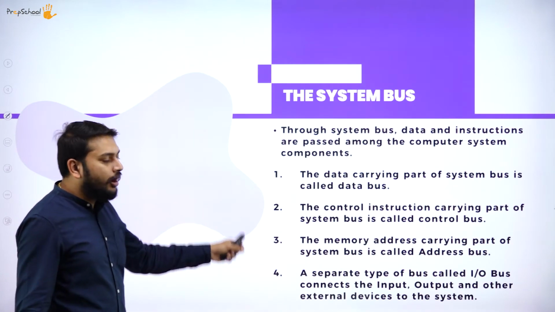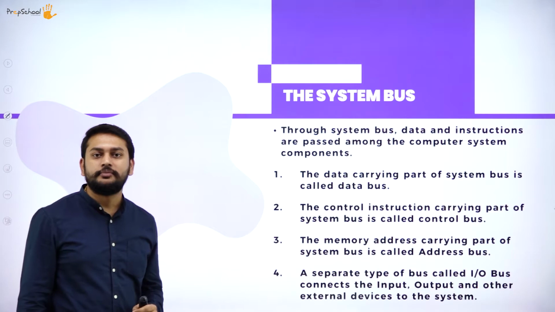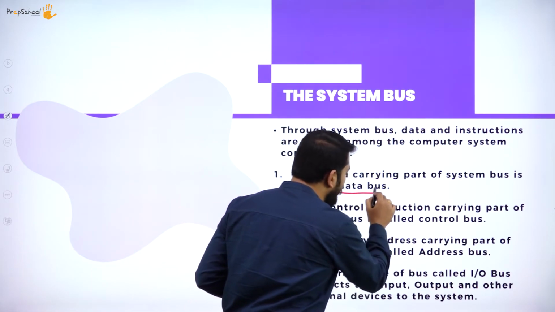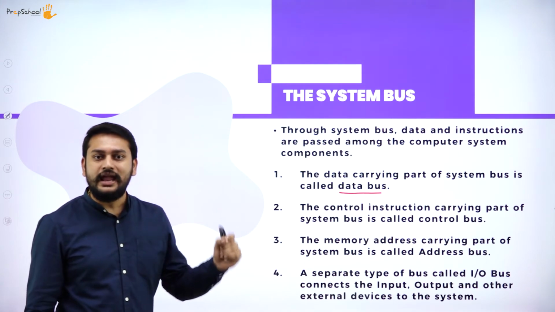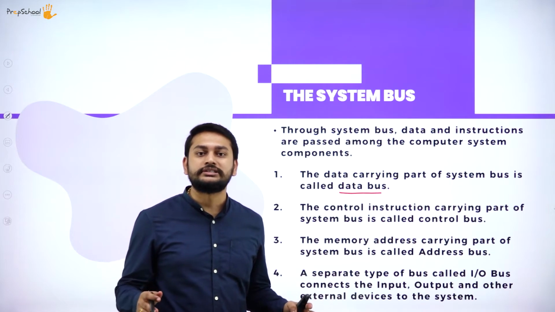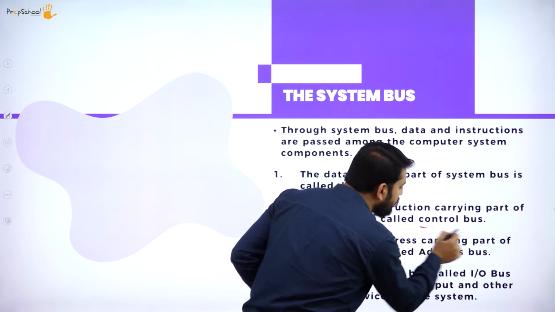Let's check how many different types of system bus we have. We have 4 different types of system bus. If the bus is carrying the data, that bus I will call a data bus. It's very simple to remember. In the same way, I have the control bus.